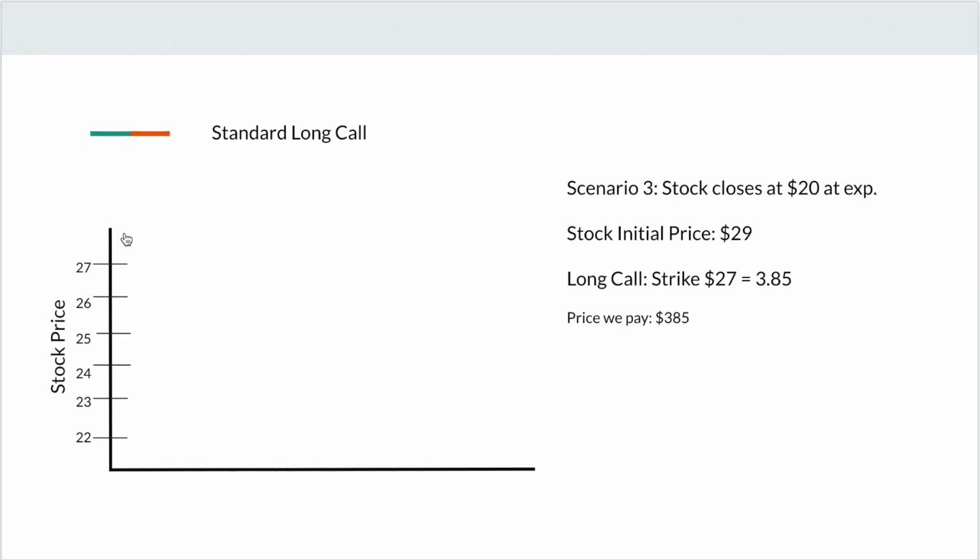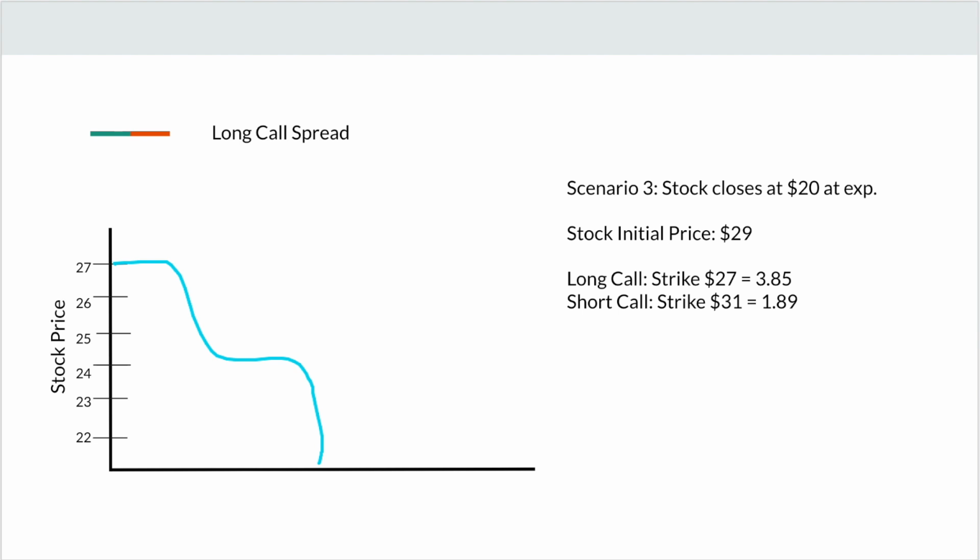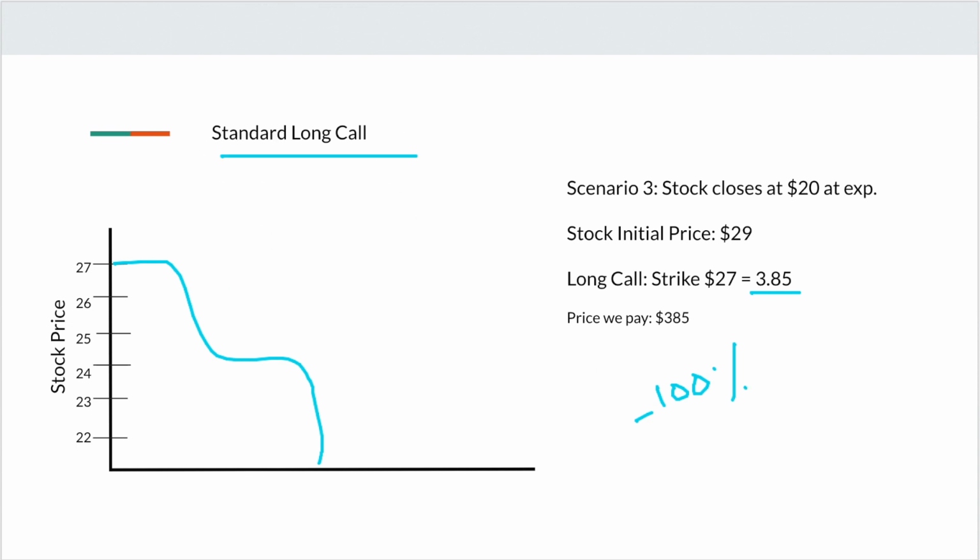So in scenario 3, we're going to pretend that we were completely wrong about the stock price direction, and it actually ends up closing somewhere down here at $20. What would happen to your standard long call versus what would happen to your long call spread? We're going to start off with the standard long call. Remember, this is the same exact stock. Nothing has changed. Your strikes are still the same. And so in scenario 3, the stock closes at $20. You would lose your entire $385 because the stock didn't even make it to the breaking even point. So you'd lose the entire $3.85 that you paid. That results in a 100% loss. So you lose 100% of what you paid because you only did a standard long call. Therefore, you put yourself at max risk.